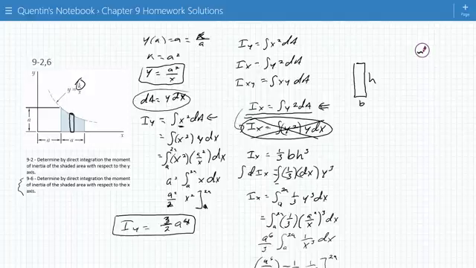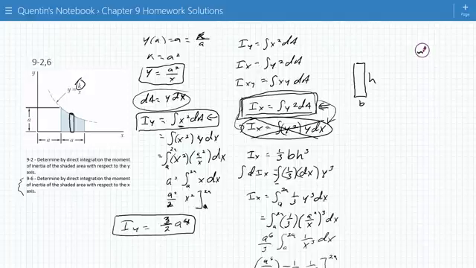So for this one, it turns out that doesn't matter, because anywhere in that differential strip, x is constant relative to dA. So that's all good. But when we're doing Ix, and we're dealing with this right here, again, an absolutely true statement, that is the definition of Ix. But y is definitely not constant throughout the differential strip. So you cannot just go from there to there.